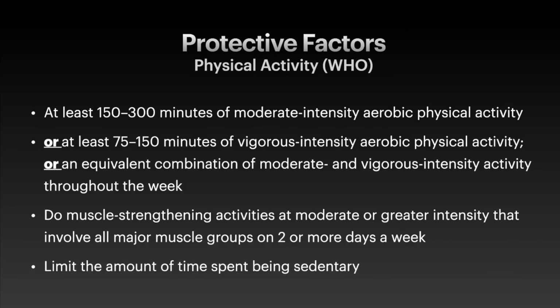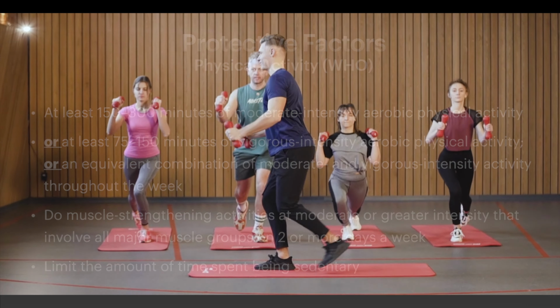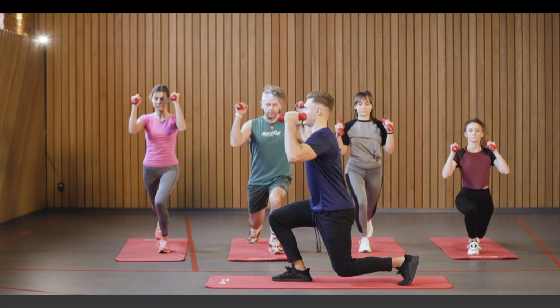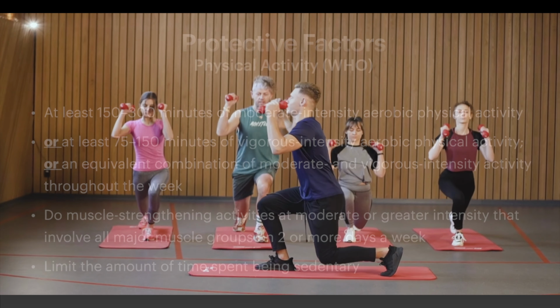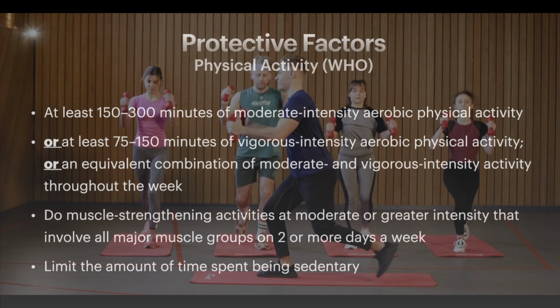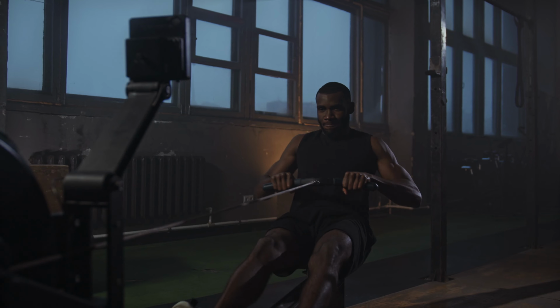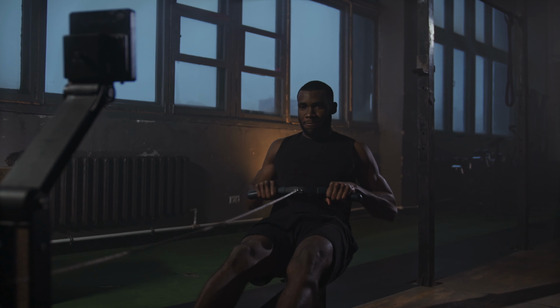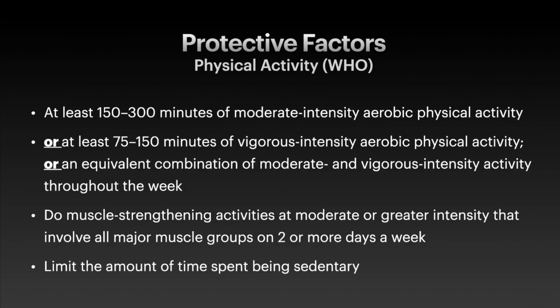Now the question arises, how much physical activity should one do to be labeled as physically active enough? As per the WHO recommendation, adults should do at least 150 to 300 minutes of moderate intensity aerobic physical activity, which comes to around 20 to 25 minutes up to 50 to 60 minutes per day, 6 days per week, or at least 75 to 150 minutes of vigorous intensity aerobic physical activity, which comes to around 10 to 15 minutes to 25 minutes per day, 6 days per week, or an equivalent combination of moderate and vigorous intensity activity throughout the week.